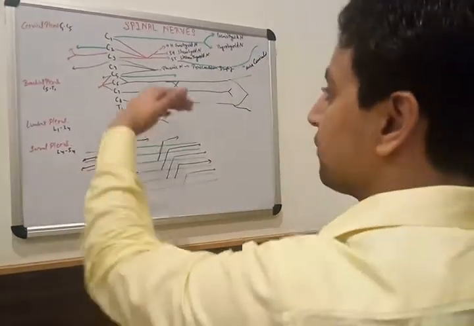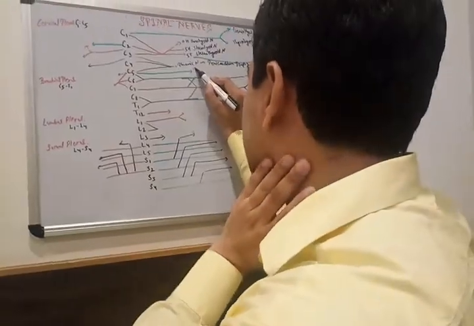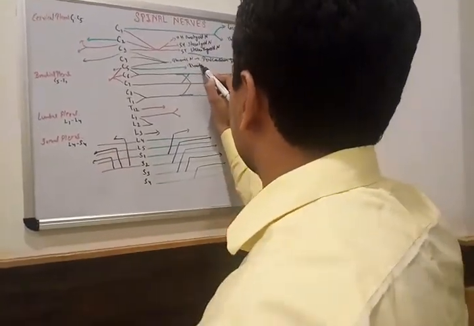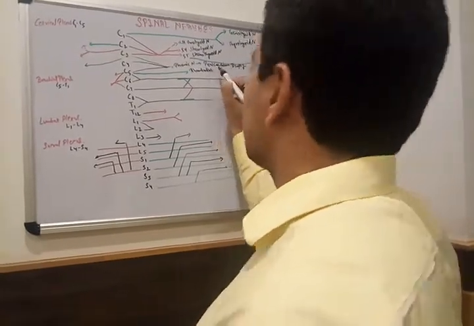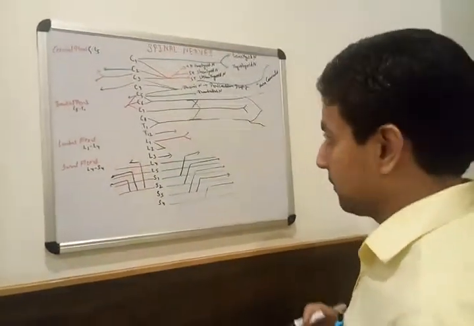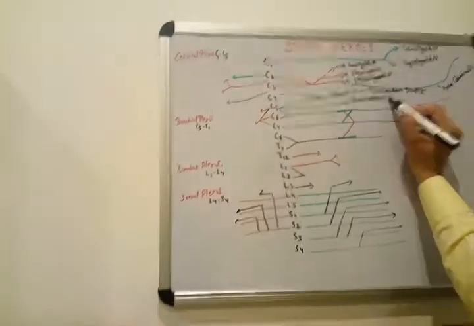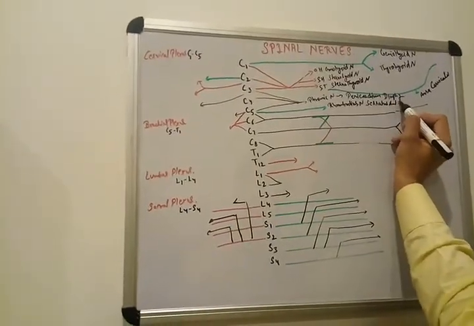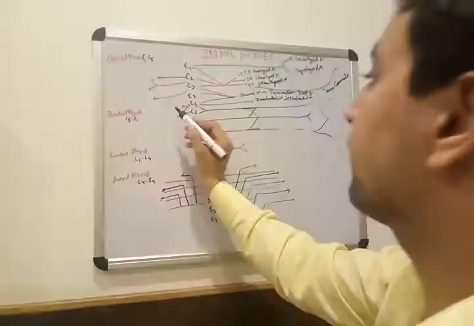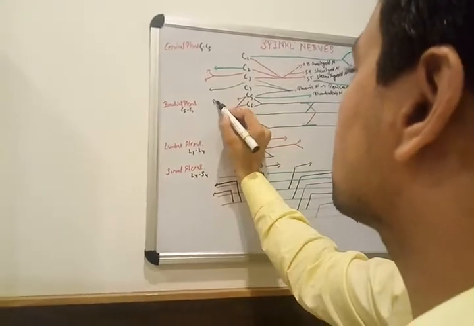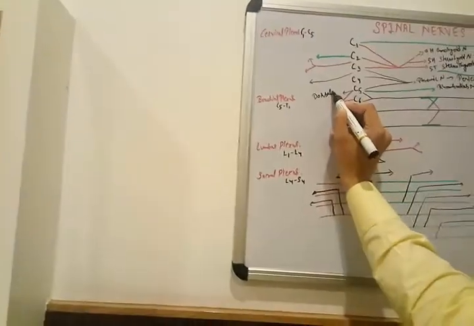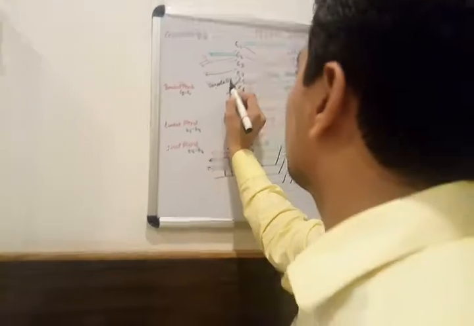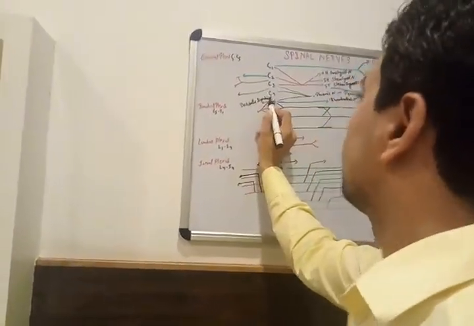Then C5 gives rise to the rhomboid nerve, which innervates the rhomboid muscle, and the serratus anterior nerve, which supplies the serratus anterior muscle. C5 also supplies the dorsal scapular nerve, which innervates the dorsal scapula.